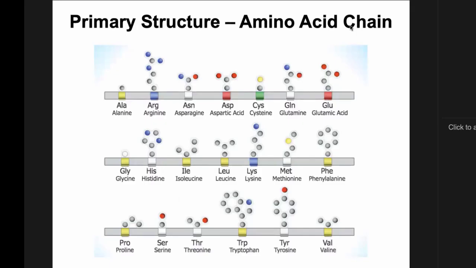So here's a visual representation of the primary structure of a protein, simply this linear chain of amino acids.